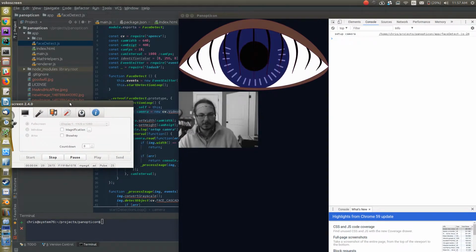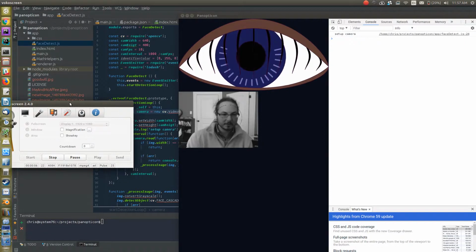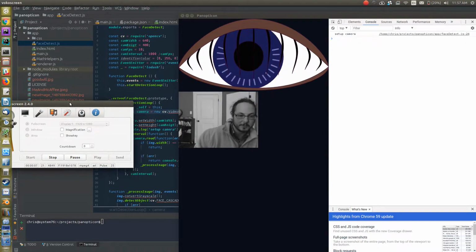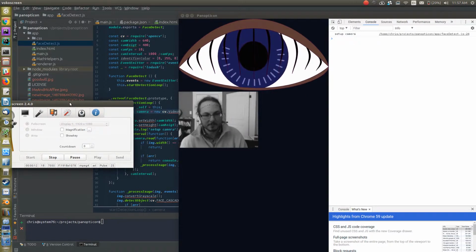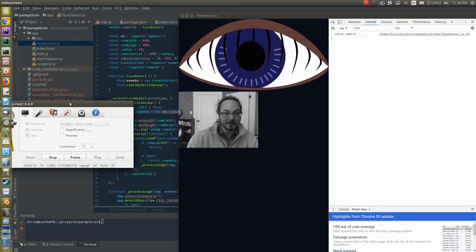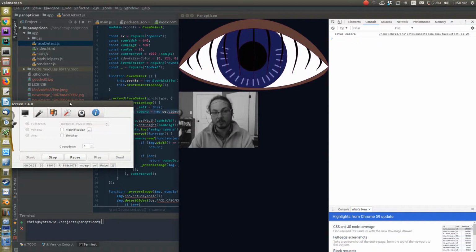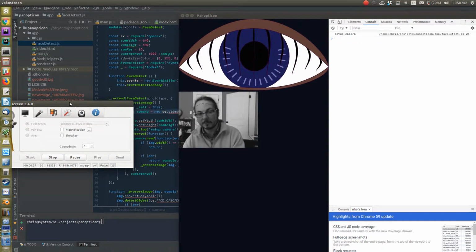Okay, so this is an early demo here, just sort of showing the basic concept. You can see that the eyeball is moving with me. You'll notice it's moving in kind of the opposite direction. That's because of the whole mirror thing. So if you're seeing me here, the eyeball is actually following my face along the screen.